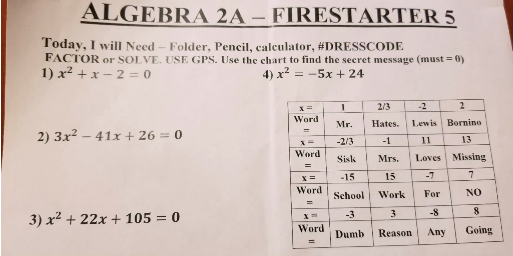So I'm going to go back to the box, and I'm going to look for 1 and negative 2. So I find 1, and it's Mr. So I know that since I have x equals 1, I'm going to put Mr. Now negative 2, x equals negative 2, is going to tell me to put Lewis.